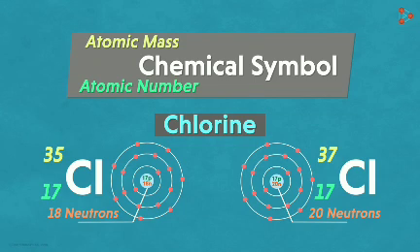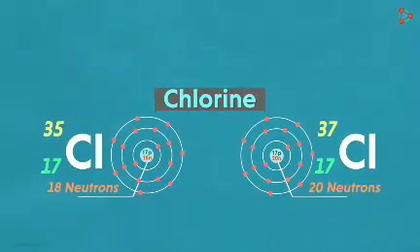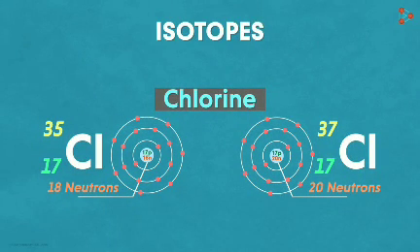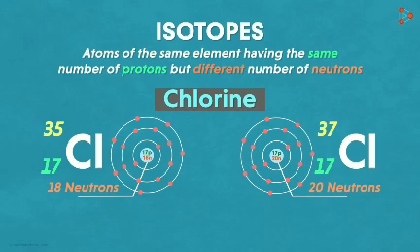There are many such cases where atoms of the same element exist in different forms. These forms are called the isotopes. Yes, in simple words, isotopes are defined as the atoms of the same element having the same number of protons but different number of neutrons. Yes, same number of protons but different number of neutrons.